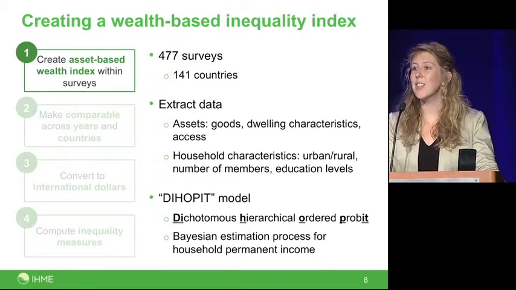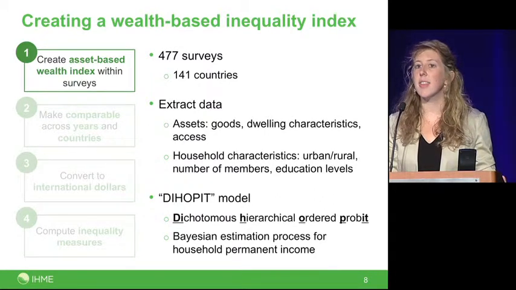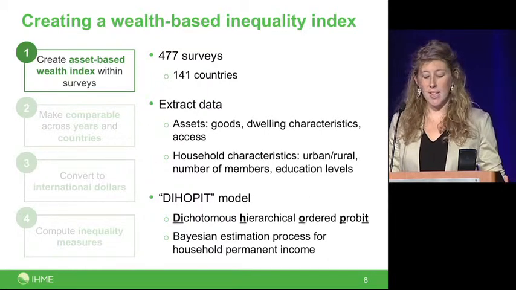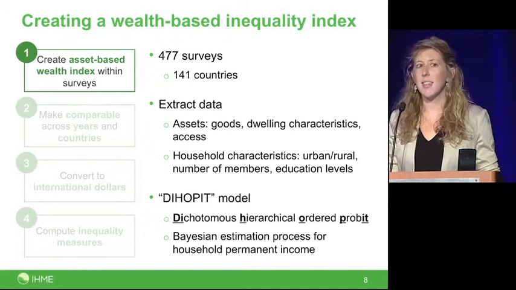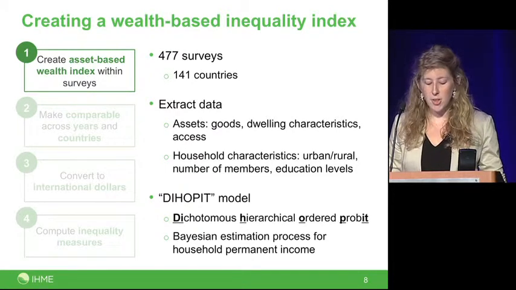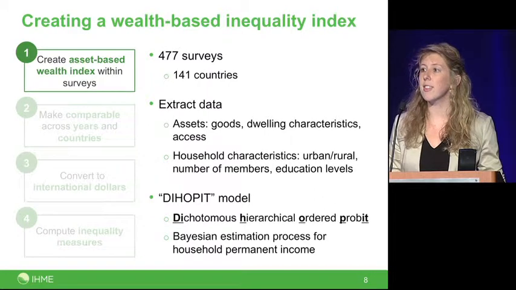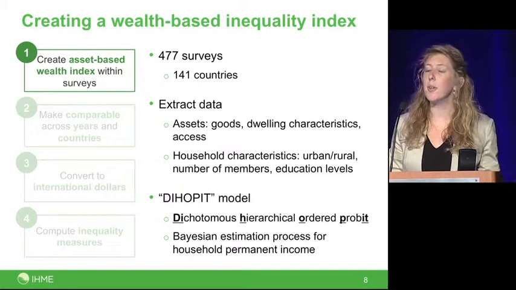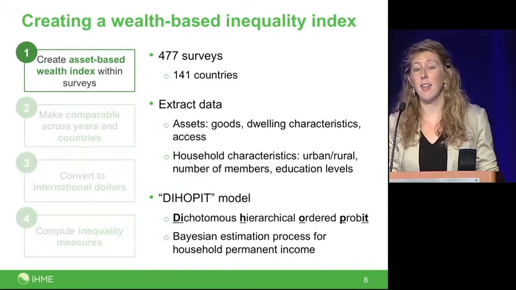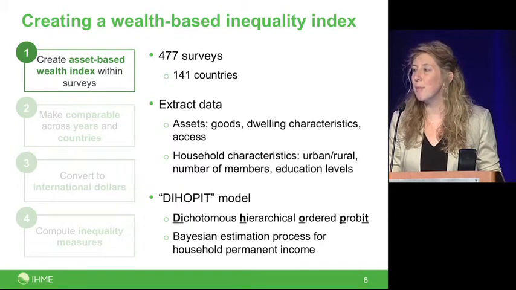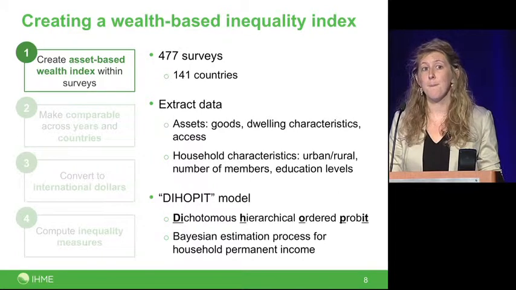Those 2 types of information were, first, asset ownership, and when I say assets, I mean things like goods, like televisions, things like dwelling characteristics, like what sort of material the floor is made out of, and access, like does the household always have access to electricity? We also collected information on household characteristics, like whether the household was located in an urban or rural location, how many people lived there, and how many years of education the most educated person in the household had.